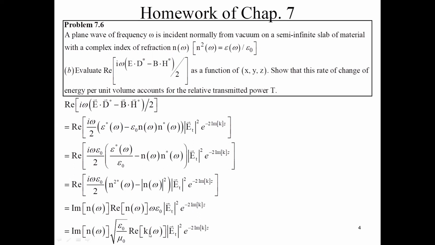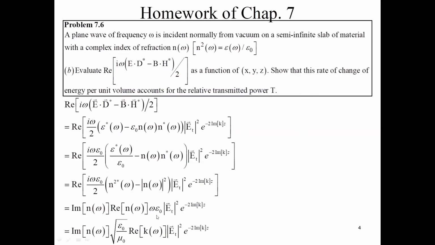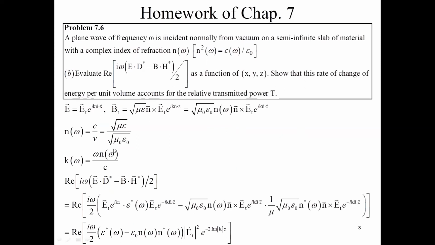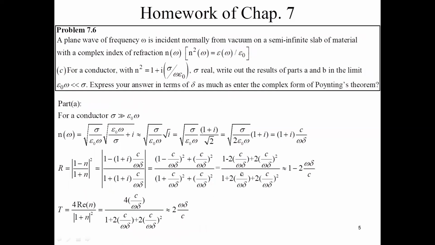So here we can change the formula to this. n will equal c over v, so it is the square root of mu epsilon over mu 0 epsilon 0. So here we can change n into this and get the results. You can check by yourself.